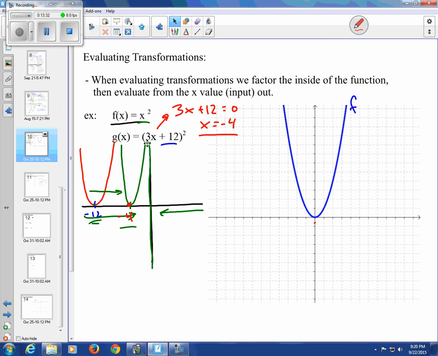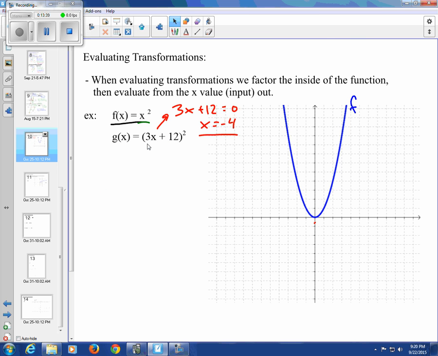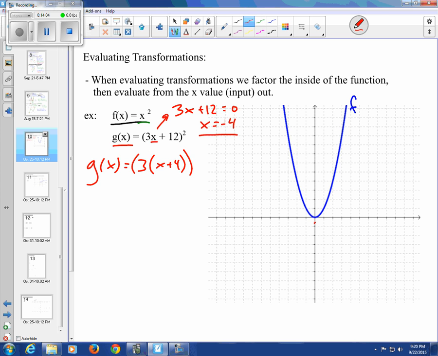But in general, what I want to do is show you the way that I evaluate transformations when I see a collection of transformations happening inside the function. And what I do here is I redefine g of x. I am going to factor everything off of x inside the function. So I'm basically going to factor away anything that's happening to x. So right here I would have g of x equals 3 times (x plus 4) squared.